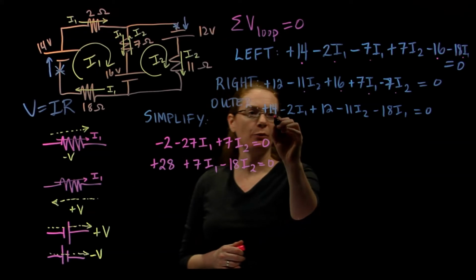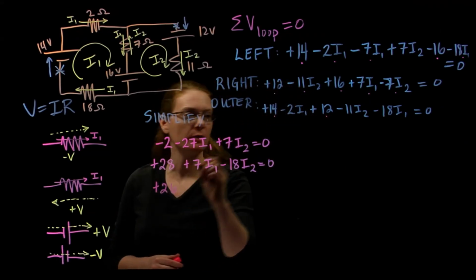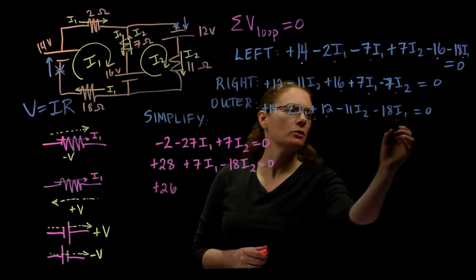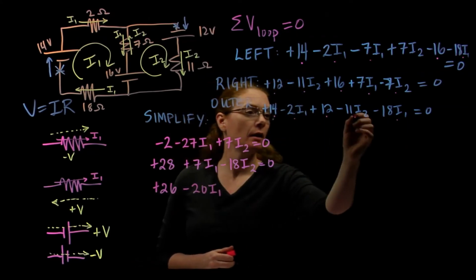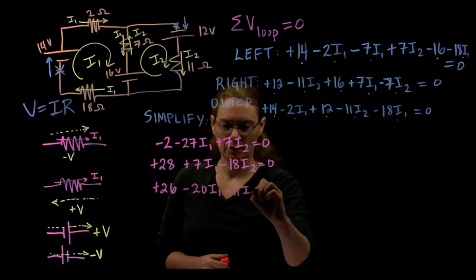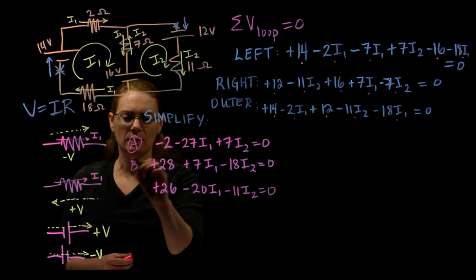My third loop, plus 14 plus 12, all right, so I'm at plus 26. I have a minus 2 and a minus 18, giving me minus 20, and then a minus 11. Okay, so I have three equations, A, B, and C.